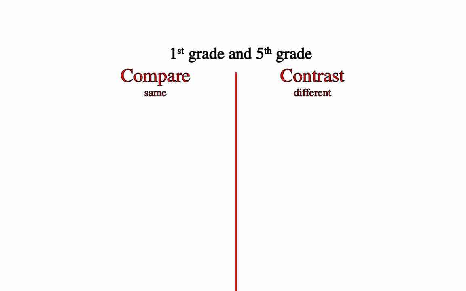Use a blank sheet of paper. Draw a line dividing it into two. Label one side compare. Label the other side contrast. Contrast means, how are they different? Take a minute and write down at least 5 ideas for each section.